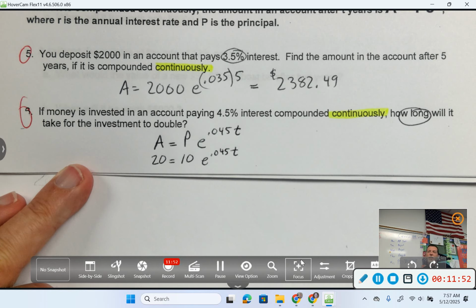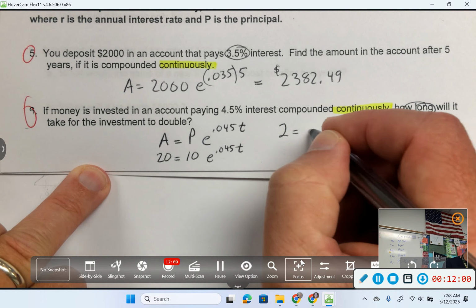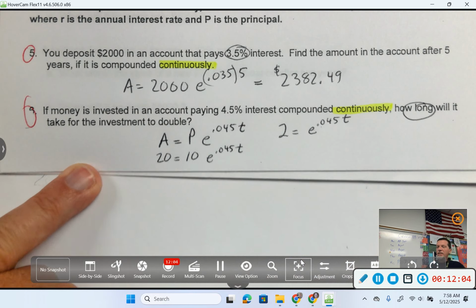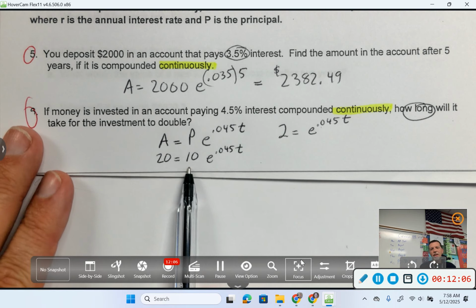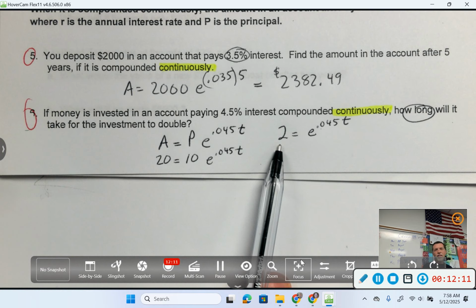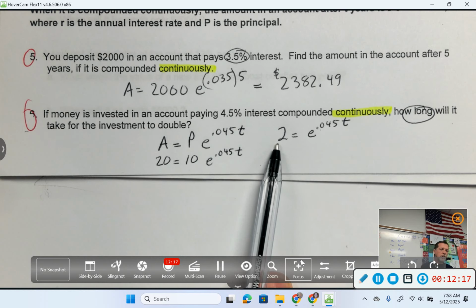What's the first step you're going to do to solve this for t? Divide by 10. And what do you get on the other side? 2. And so that confirms what Cooper thought, that it doesn't really matter what you start with, because that first step you're going to divide and end up with 2. Whether you started with $1 million or 2 cents, you're going to end up with 2.